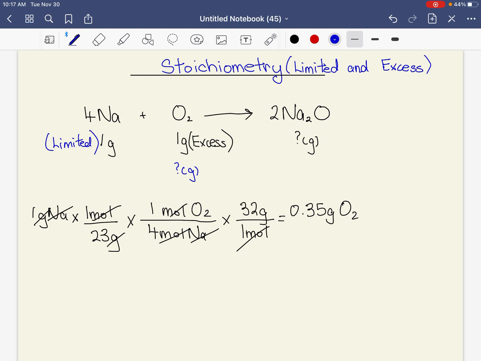That will be the limiting reagent, because 1 gram of sodium requires only 0.35 grams of oxygen. But I'm given 1 gram of oxygen. That means I'm given too much oxygen. Too much excess, which means the other reactant will be limiting. Now, let me do this again.